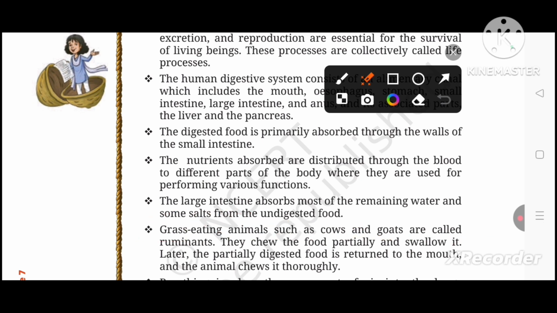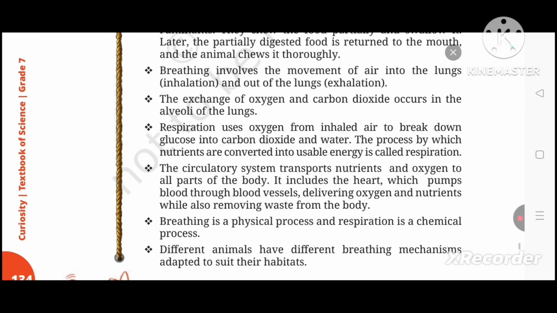Grass-eating animals such as cows and goats are called ruminants. They chew the food partially and swallow it. Later, the partially digested food is returned to their mouth and the animals chew it thoroughly.